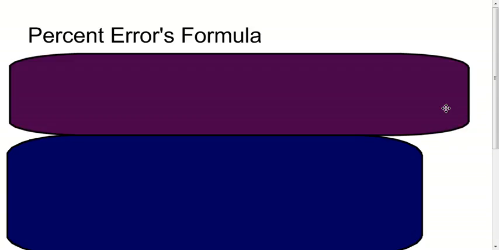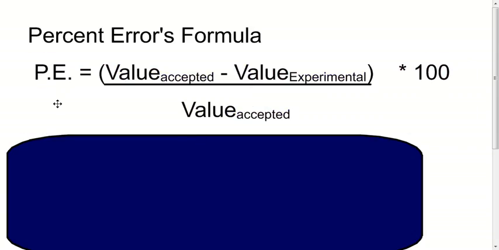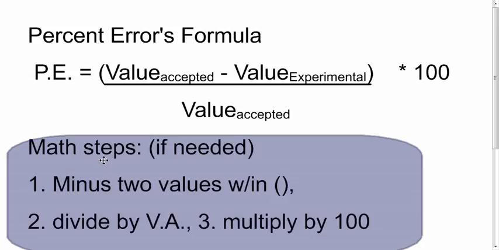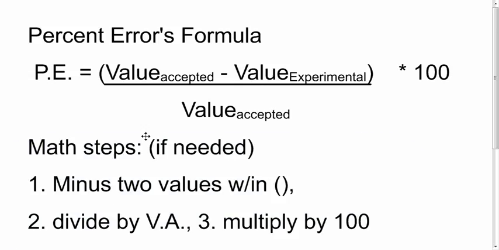Now, here is percent error's formula, and this is how you would calculate it. Your accepted value minus your experimental value, so you minus the 2 of those, and then you divide that difference by the accepted value, and then you multiply your answer by 100. Here are the steps, just what I said. You'd minus these 2 values, divide that by this, and then multiply by 100.